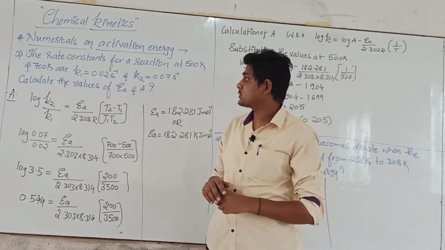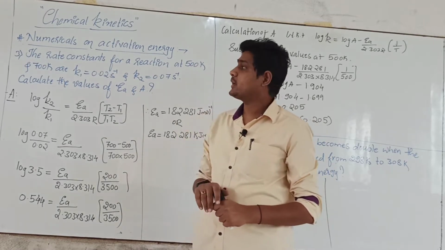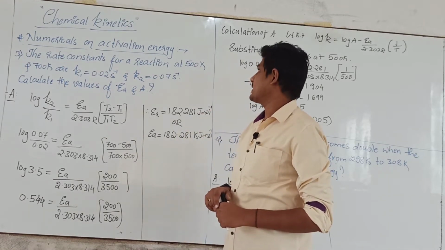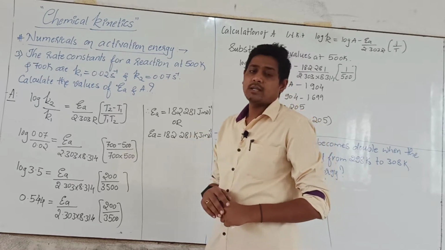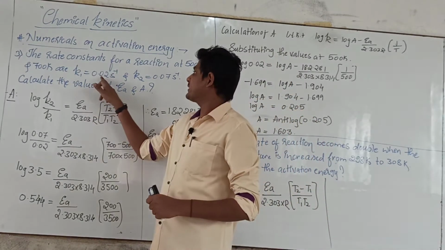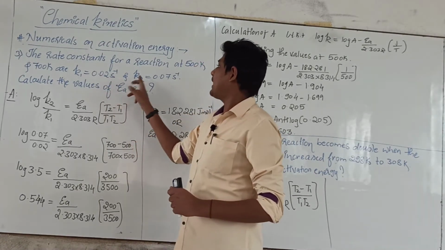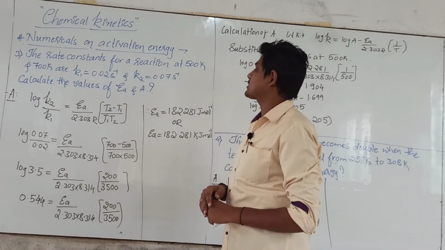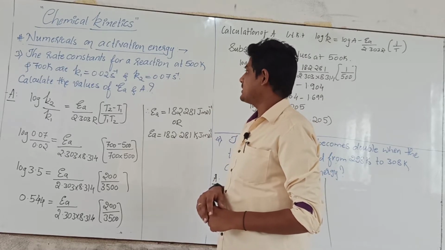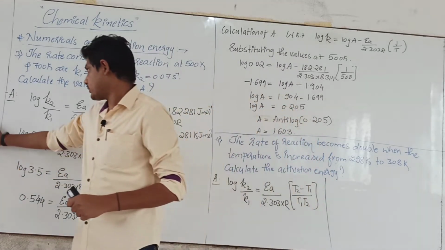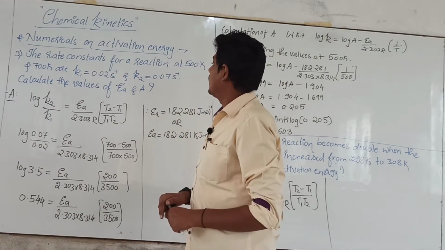Okay students, so the next problem is: the rate constants for a reaction at 500 Kelvin and 700 Kelvin are K1 equal to 0.02 per second and K2 equal to 0.07 per second. Calculate the values of EA and A. Then we know the formula.